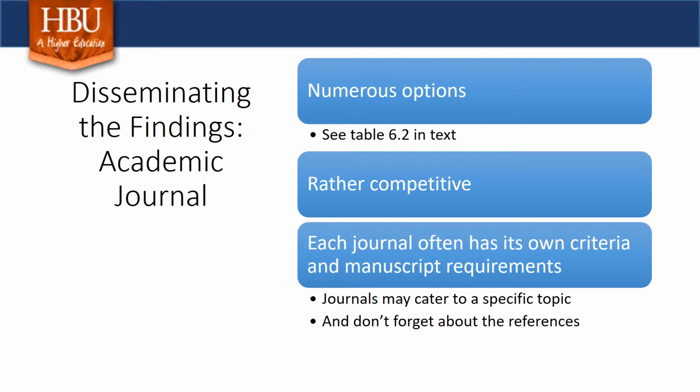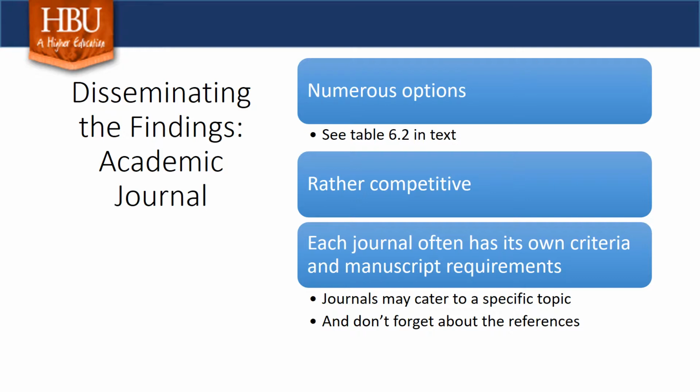I want to talk a bit further about how a journal article is accepted. First of all, it needs to be discussed that when submitting to journals, it's rather competitive. Research needs to be refined and in a proper state. In addition, each journal often has its own criteria and manuscript requirements. We'll talk about those a little more in the next slide.